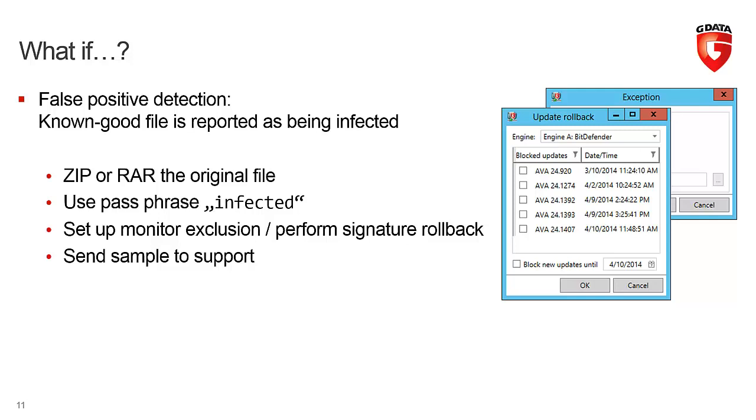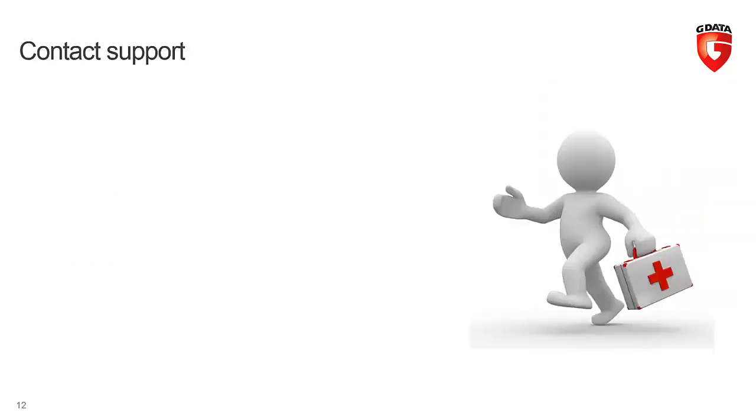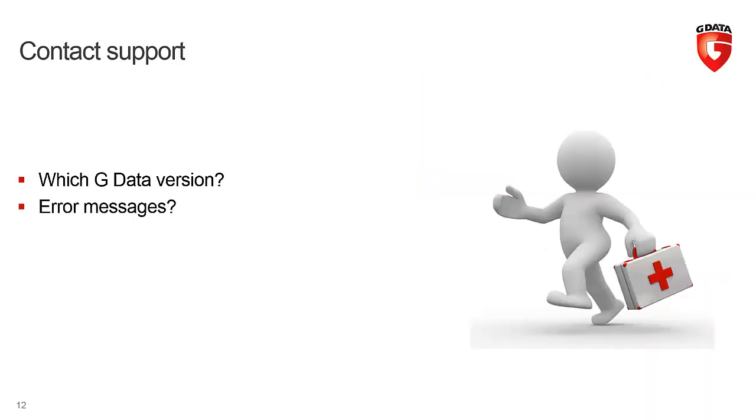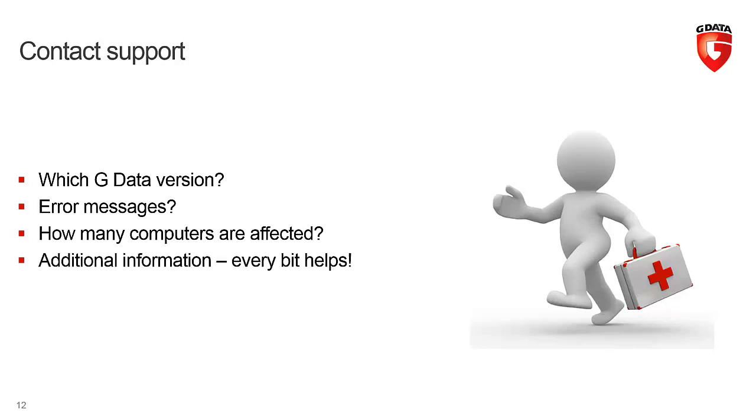Whenever you need to contact our support team on any subject, make sure to have the following information available: the version of GData which is installed. Refer to the Info or About menu either on the client or in the GData administrator. Also include any error messages that you're getting, the number of affected computers and their operating systems, and any other piece of information that may help clarify the issue. This information can then be sent to business-support@gdata.co.uk.